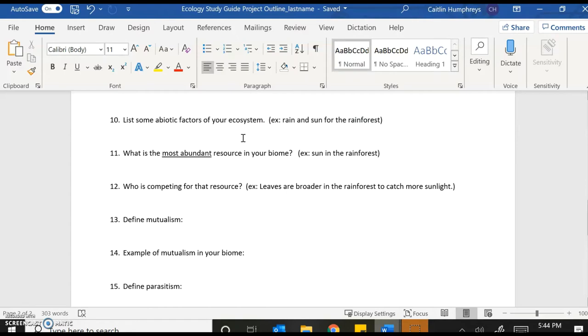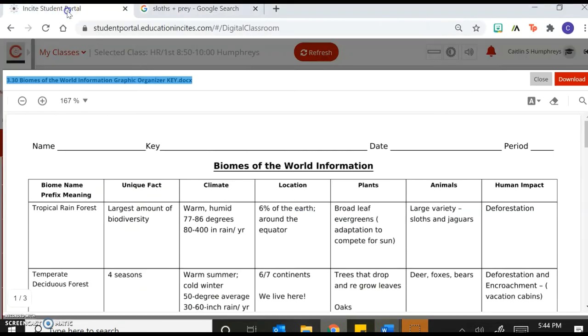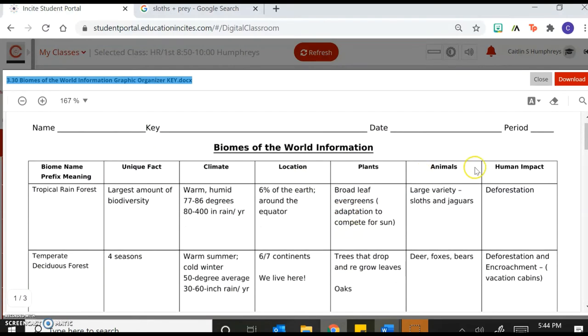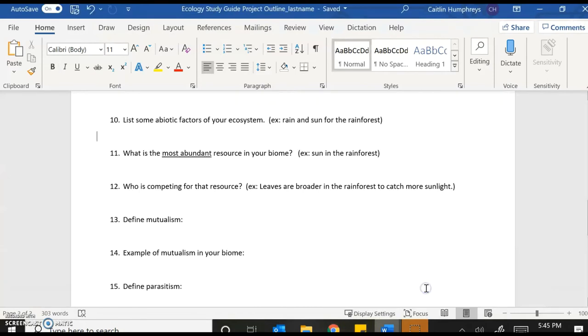If you have the desert, you have an abundance of sun. If you have fresh water, you have an abundance of drinking water. If you are in the temperate deciduous forest, your abiotic factors are going to be your really nutrient-rich soil. So we can look at, again, our chart. We love that chart we did. It's like Miss Humphreys gave us a reason to do it. And it's going to tell you right here your climate. I don't have that. Sorry, I guess. So right here's your climate. And then you're just going to have to think of an abiotic, like your soil. Okay. So that's where you're listing that.